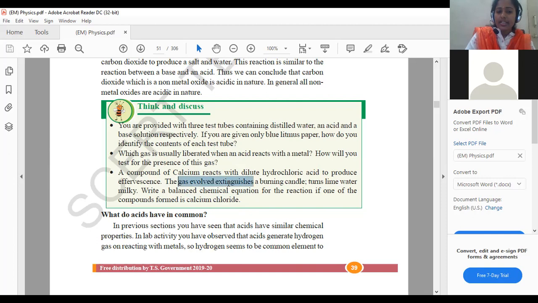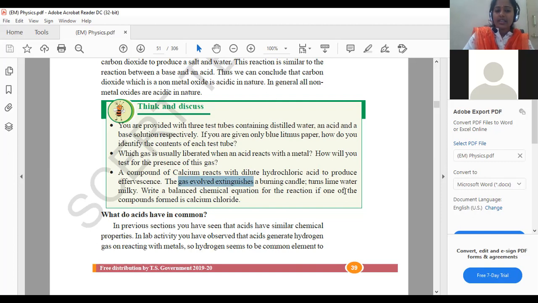And they gave another clue: the gas evolved extinguishes a burning candle. The burning candle will be put out, so it will not burn further. That gas is always carbon dioxide. Whenever it evolves, it retards the burning tendency of the candle. Oxygen is essential for burning, whereas carbon dioxide will stop that burning tendency, right? So the two products evolved are calcium chloride and carbon dioxide. By this you can simply identify it.